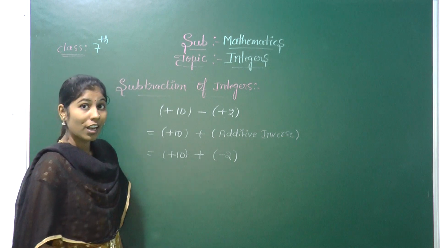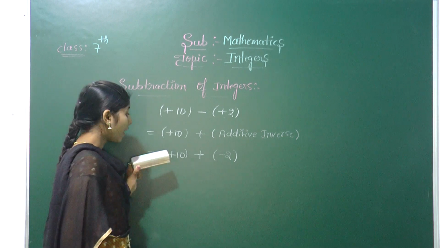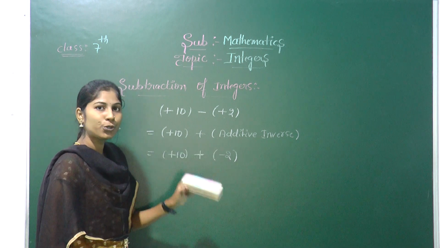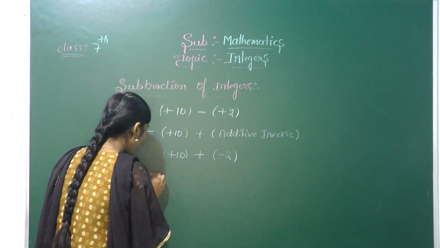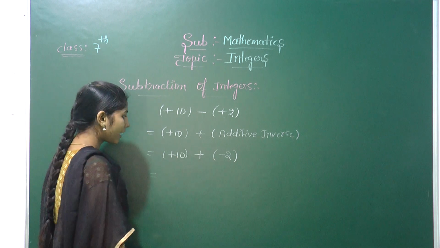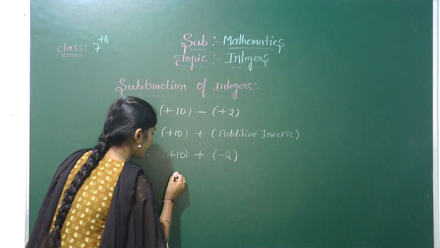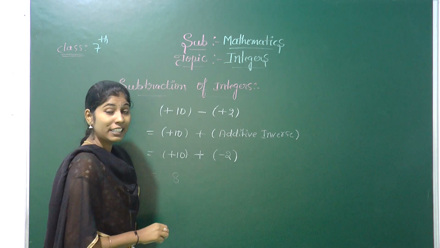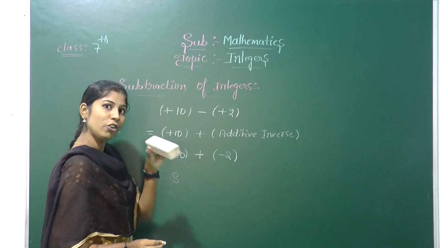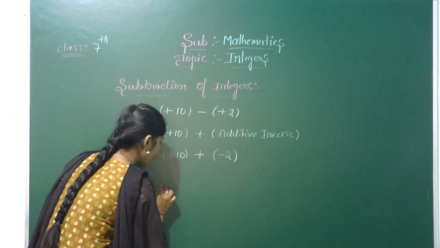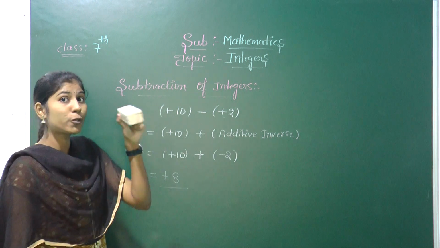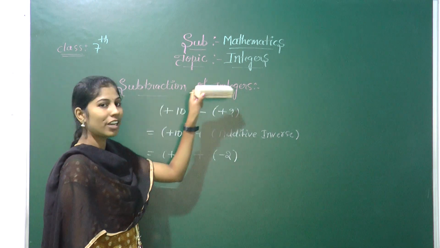So what is the rule for addition here, with one positive and one negative? You should subtract. While you are adding one positive and one negative integer, you should subtract. So 10 minus 2 is 8. Then put the sign of the highest number. The highest number is 10, and the sign of 10 is plus. So the answer is plus 8. This additive inverse helps you do the subtraction of integers.